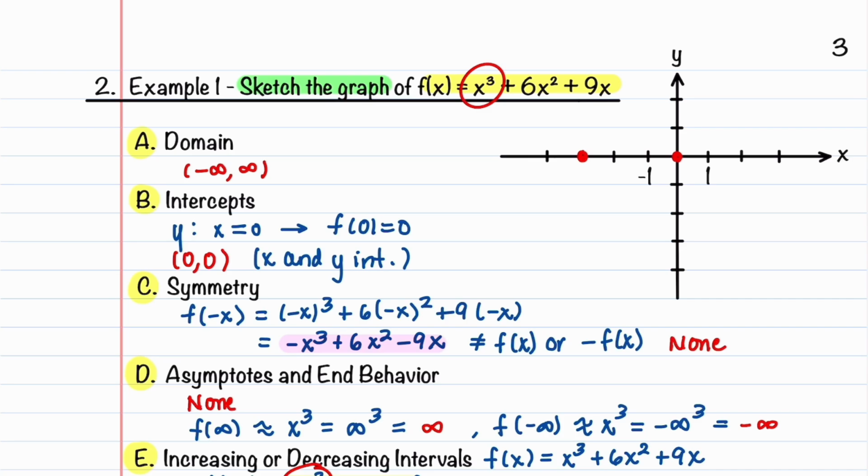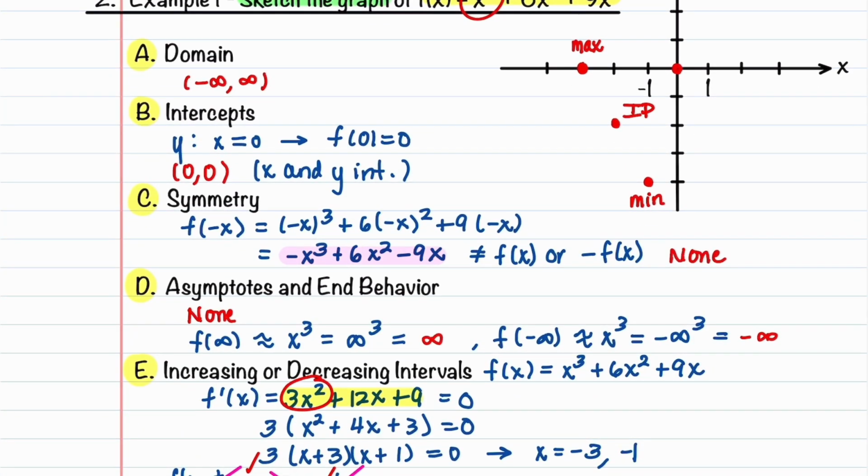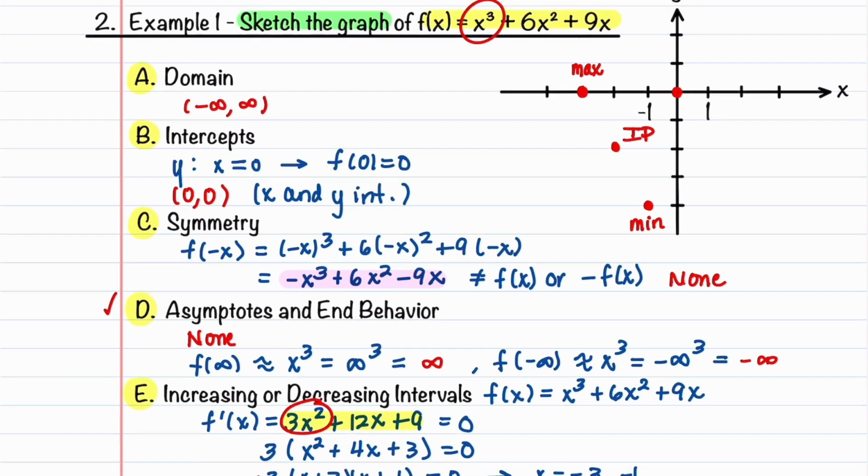That's right here. We'll just put a little max here. And then our min is at -1, -4. That is right here. We'll label this min. And then our inflection point was -2, -2. So let's just put a little IP here for inflection point. Now let's go back and see what else we found. In part D, right here, we found that our function is going to be going to infinity when x goes to infinity and minus infinity when x goes to minus infinity.